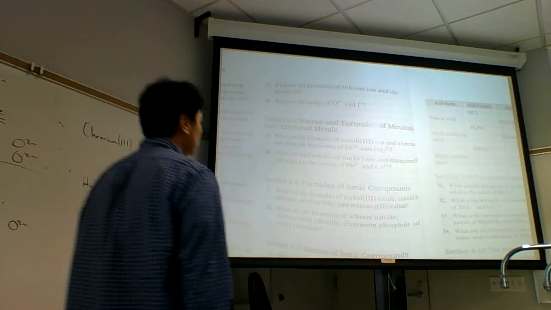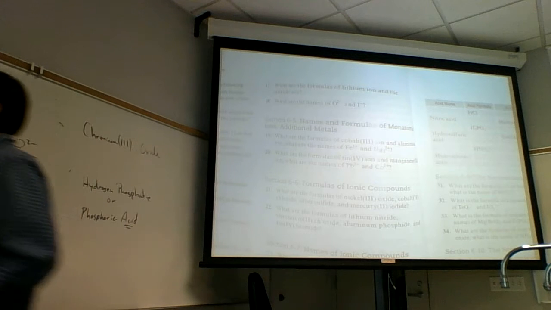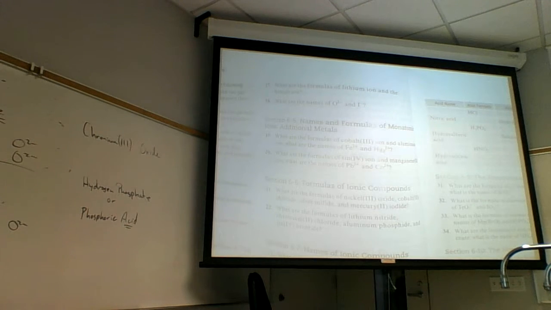What are the formulas for tin 4 ion? Tin 4, the symbol for tin? Sn, stannum. Sn is tin, and tin 4 has got to have a 4 plus charge. Here I wouldn't use a Roman numeral, let's use a regular number here. So Sn4 plus would be tin 4.